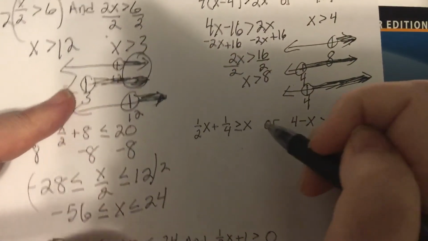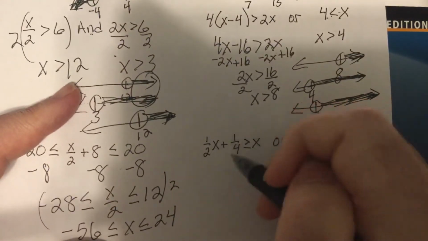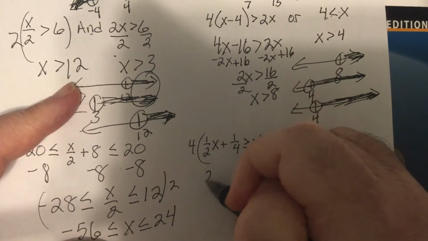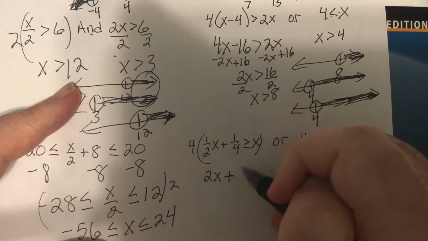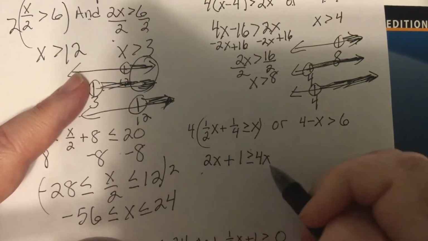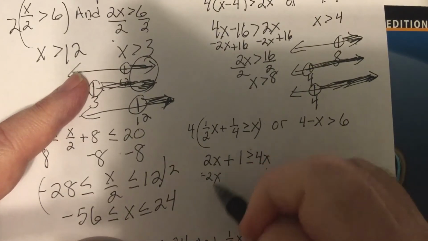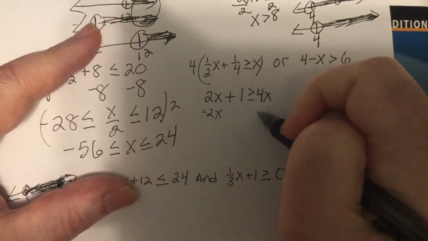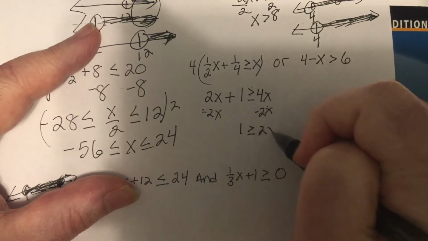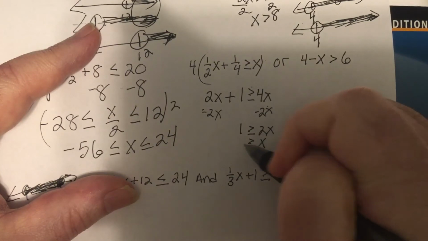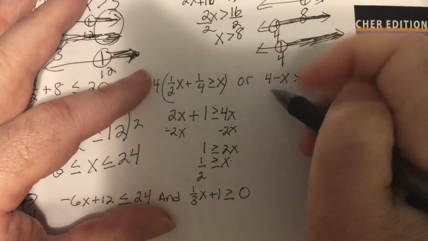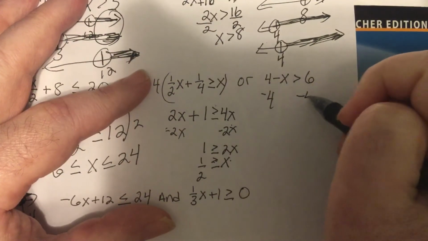Okay, here. So let's see. I'm going to multiply everything by 4 to get rid of the fractions. Do I have to? No, I don't. But I just feel like it. So I'm going to subtract 2x from both sides. 1 is greater than or equal to 2x, so x is less than or equal to half because it's pointing to the x. This one I'm going to subtract 4.